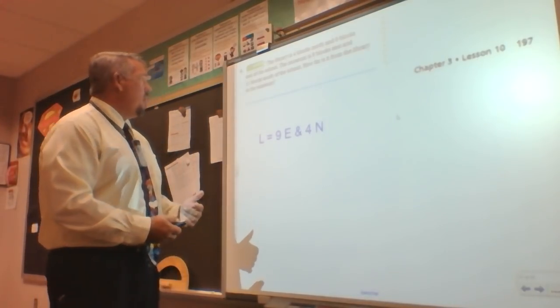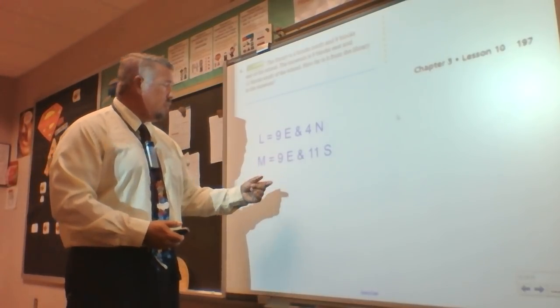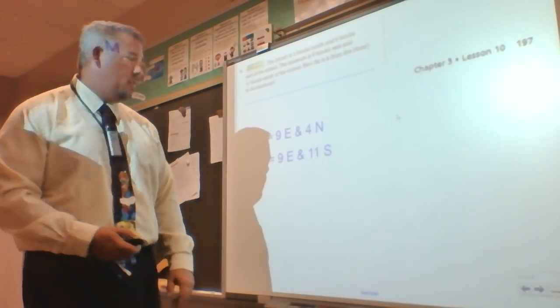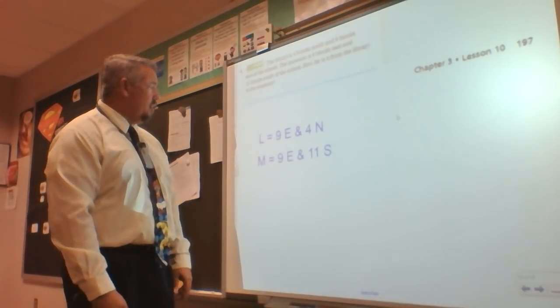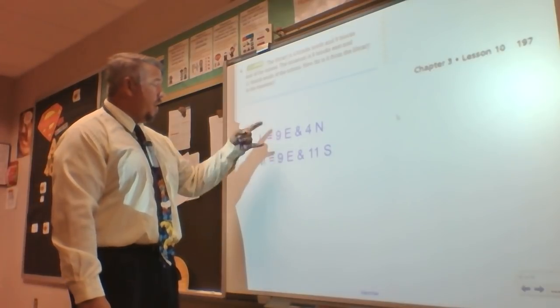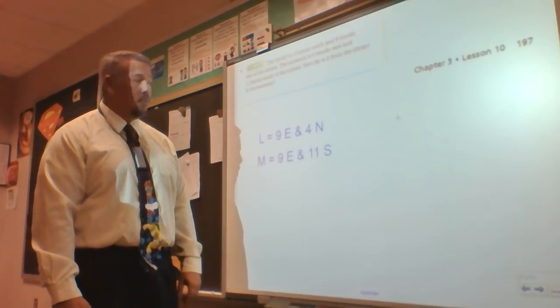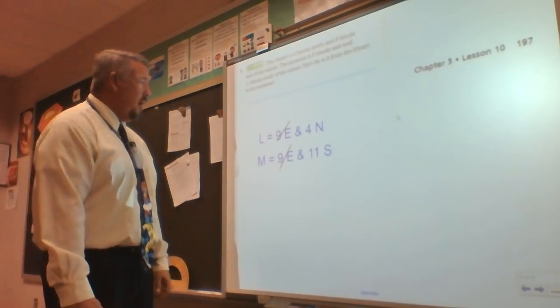Then I'm going to write down my museum. My museum says I'm going 9 to the east, and I'm going 11 south, so I'm jumping down. And when I line them up this way, then I see I got 2 coordinates that are the same. My x-axis is the same, and my y-axis are the ones that are changing. So I'm just going to get rid of my x-axis. I don't need it to do this math.